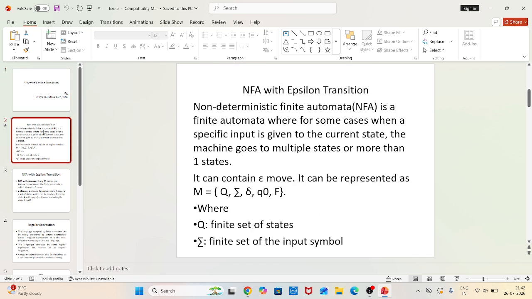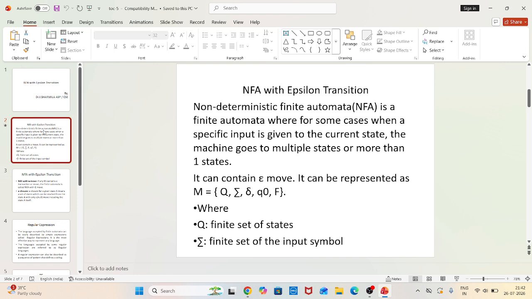NFA with epsilon transition. NFA, non-deterministic finite automata, is a finite automata where for some cases, when a specific input is given to the current state, the machine goes to multiple states, or more than one state. This is NFA. NFA with epsilon transition means it can contain epsilon moves. It can be represented as machine M equal to Q, summation, delta, Q naught, F.